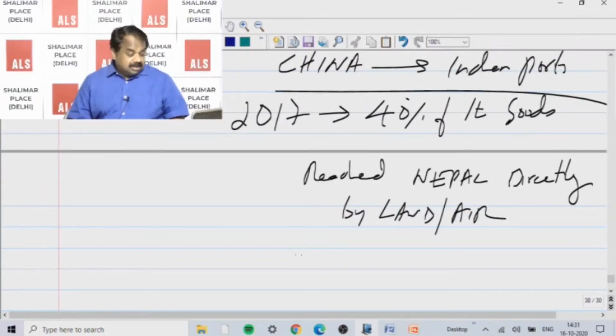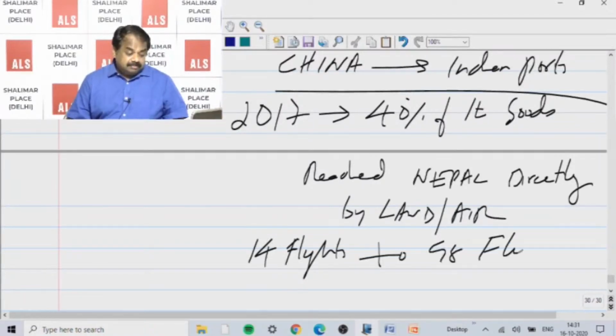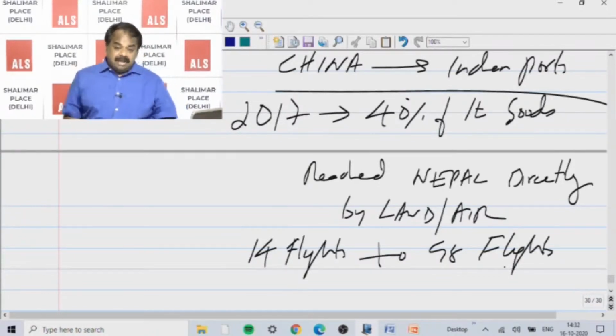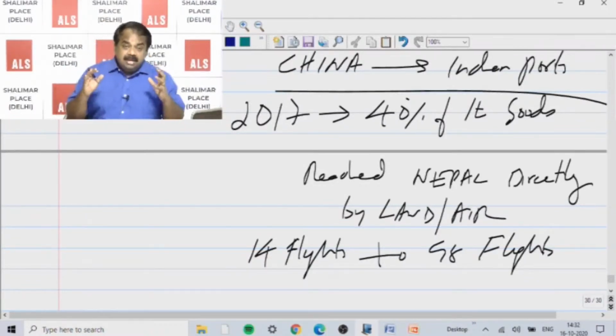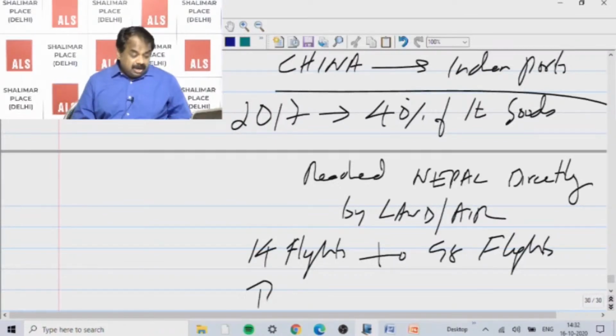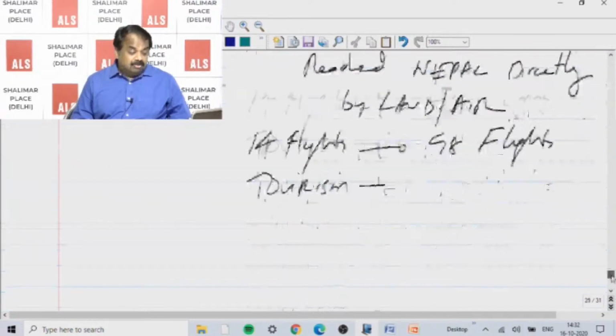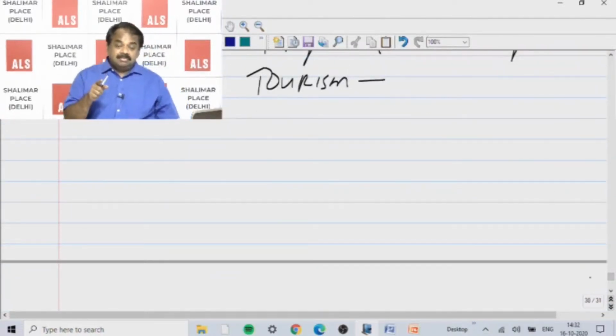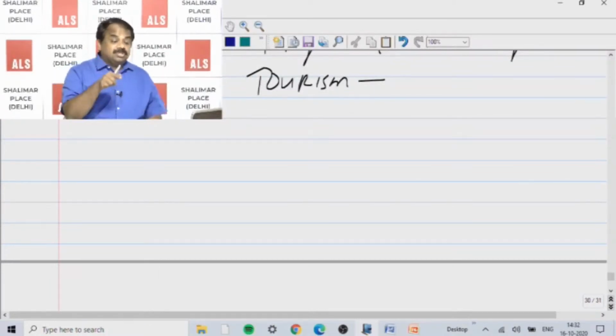So in the last 10 years, from 14 flights to 98 flights weekly, 14 to 98 flights. So connectivity is dramatically improving in the last 10 years. And Nepal's main income is through tourism, no doubt regarding this. And you will be surprised to know that in tourism, in a few years, more Chinese tourists will be there than Indian tourists in Nepal.